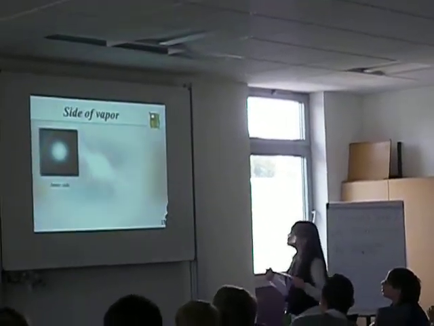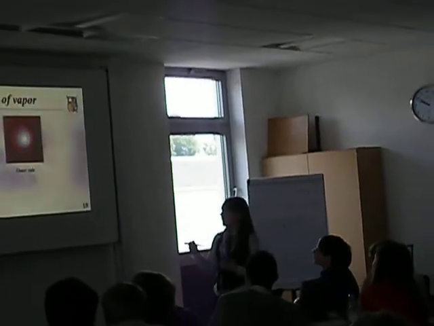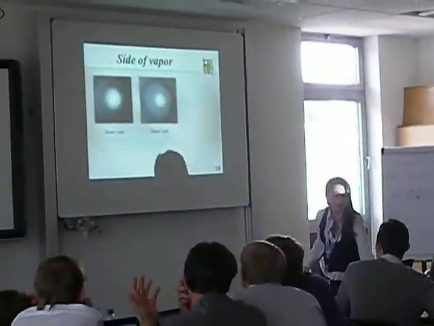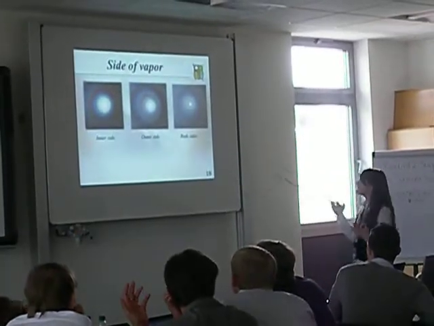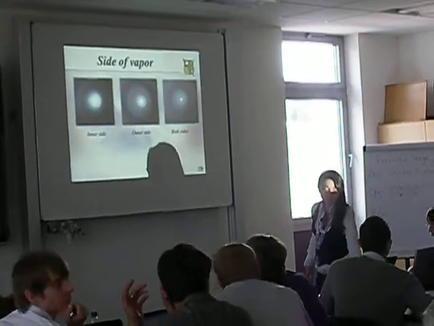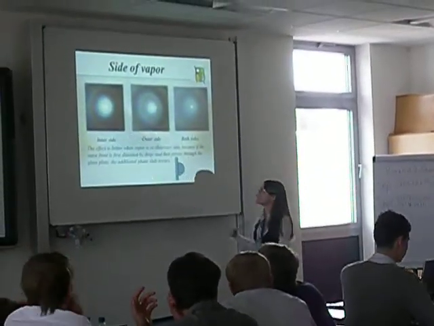About the side of the vapors: there is the inner side, which is the side toward the observer, the outer side, which is toward the light source, and the case when our vapor is on both sides. And you can see that the clearest picture we can see is in this case.